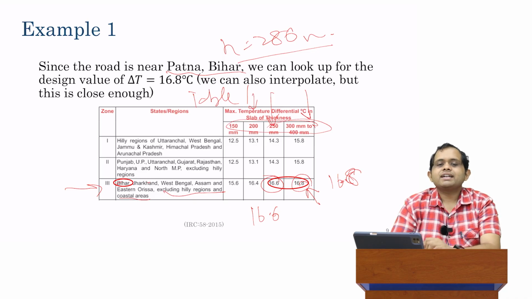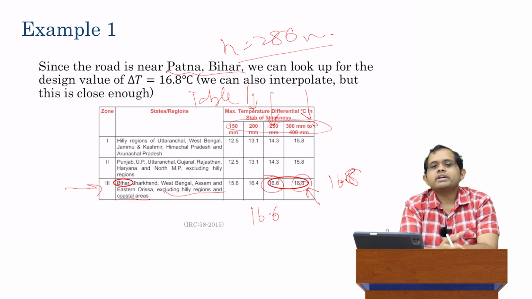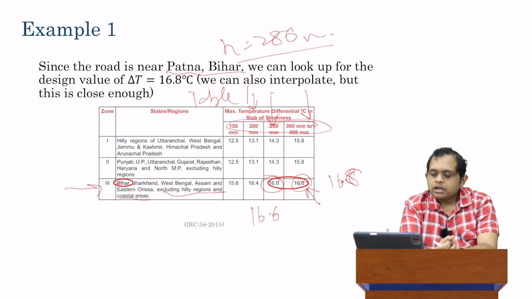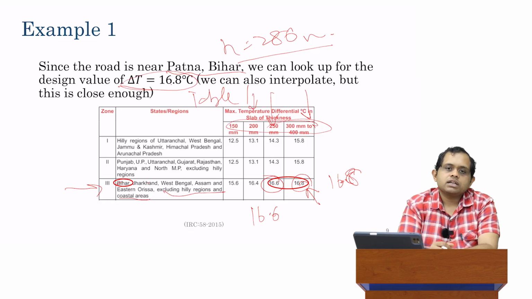So 16.8 is a little bit of a conservative value. If you properly interpolated it, maybe you'd get 16.7. Not going to make too much of a difference. So just to be a little bit more on the conservative side and save ourselves a little bit of calculation, which we don't want to do, let's just take 16.8. So we choose then from this table, delta T is equal to 16.8.